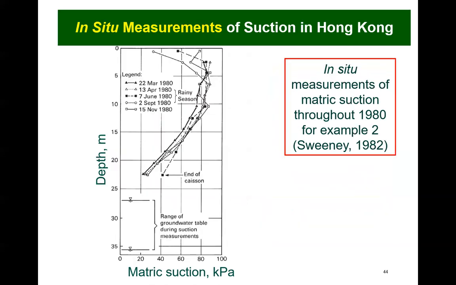In the early 1980s, a line shaft was excavated to 25 meters in Hong Kong. Measurements were made of matrix suctions throughout the unsaturated soil profile for more than a year.